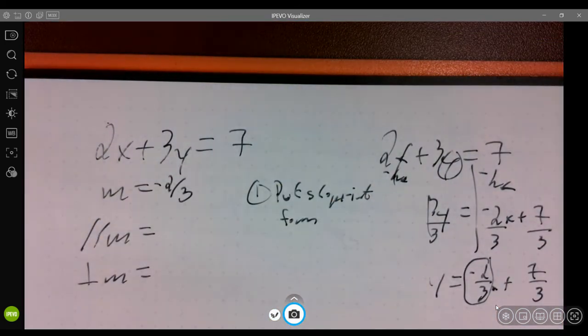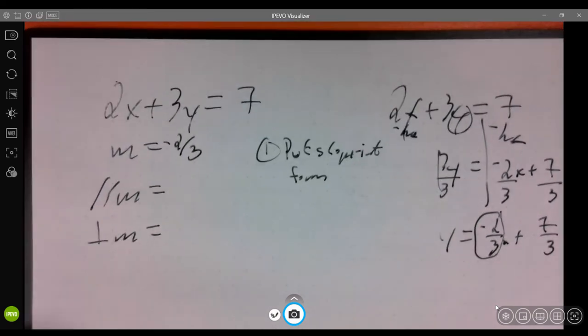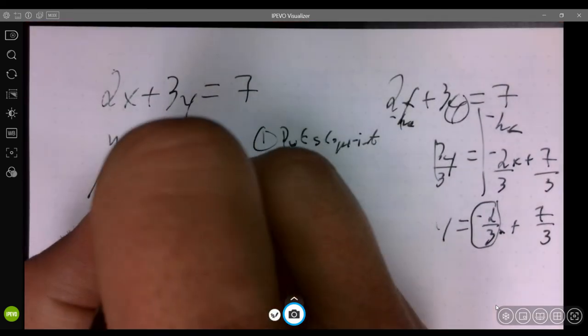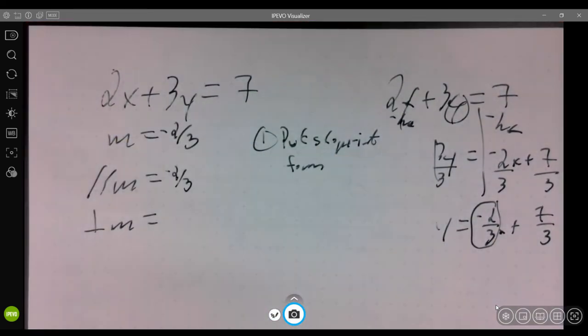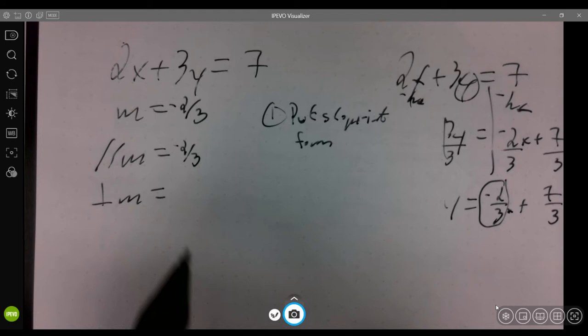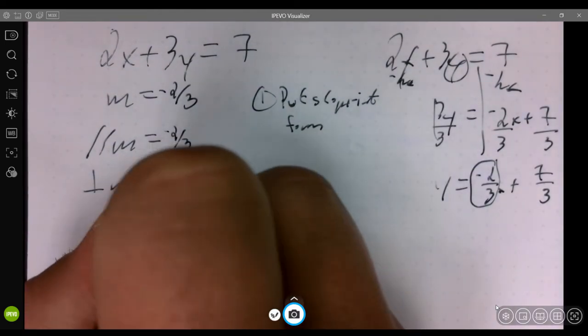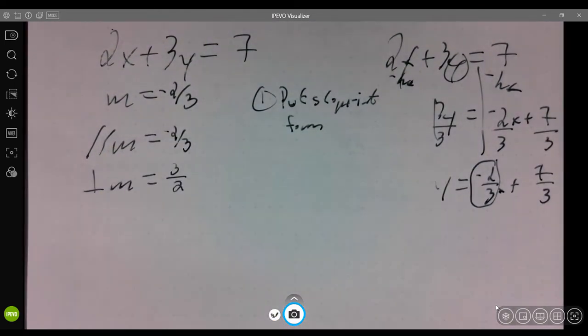Negative 2/3. And then the second part is, now let's find a parallel slope. Exact same, negative 2/3. The slope of the perpendicular line would be the opposite reciprocal. So the opposite of a negative is a positive. The reciprocal, take the fraction and flip it, would be 3/2. So I took a line and just put it in slope-intercept form. Why slope-intercept? Because it tells you the slope.